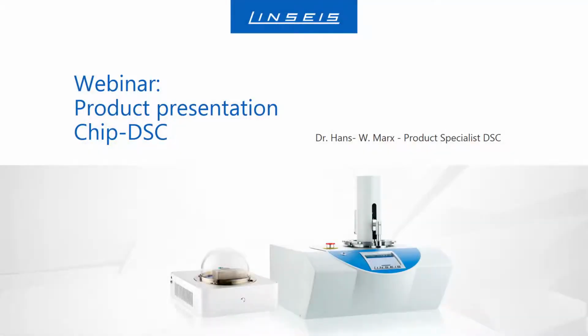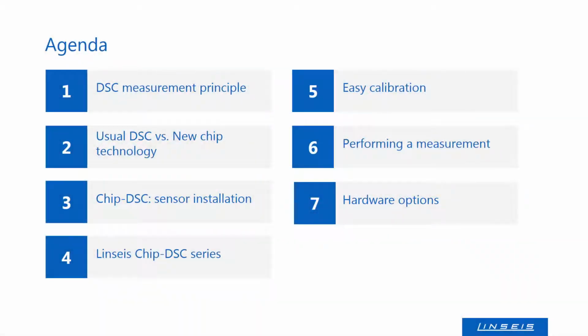Welcome to our webinar. Today's topic will be the Chip-DSC, a new innovative technology in the field of differential scanning calorimetry. On this slide, you can see today's agenda, which will be an overview of the DSC measurement principle, a comparison between the usual DSC and the new chip technology, the Chip-DSC sensor installation, an overview of the LINSEIS Chip-DSC series, the calibration, and how to perform a measurement.